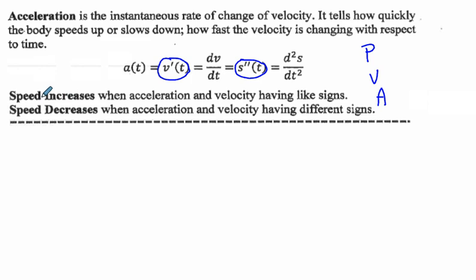And then increasing speed and decreasing speed. Speed is increasing where acceleration and velocity have the same signs, meaning both positive or both negative. And speed is decreasing when acceleration and velocity have different or opposite signs.